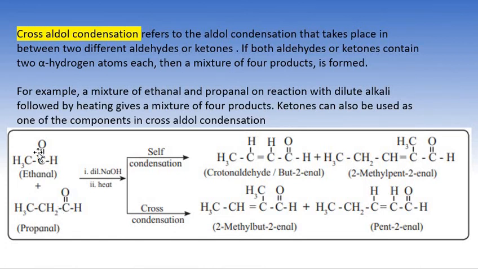Then ethanal will add up to propanal, and after elimination you will get a third product, and propanal adds up to ethanal to give you the fourth product after the elimination of water. So the four products after the self condensation and cross condensation of ethanal and propanal are crotonaldehyde, 2-methylpent-2-enal, 2-methylbut-2-enal and pent-2-enal.